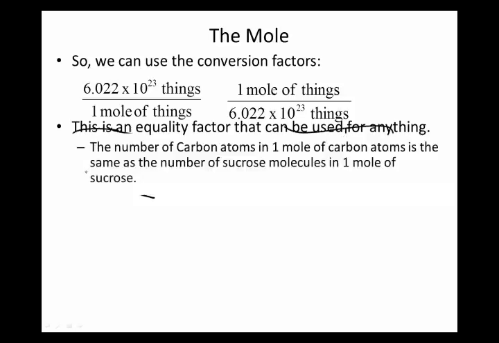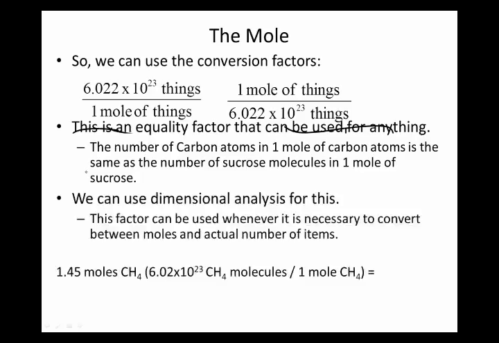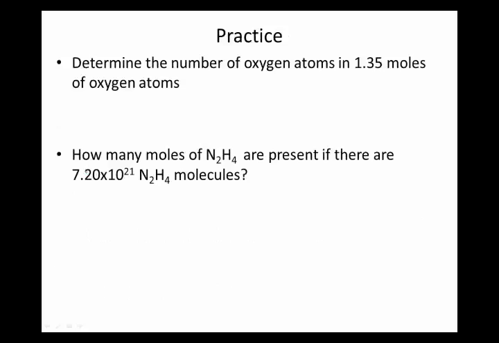So you can use Avogadro's number to convert between them. This can be used for anything. This is an equality, not an equivalence. I can use it for any situation. The number of carbon atoms in a mole is the same as the number of sucrose atoms in a mole. We use dimensional analysis. So let's do one of these problems. Pause it, try these. If you're stuck, I'll do the first one and then pause it and try the second one.